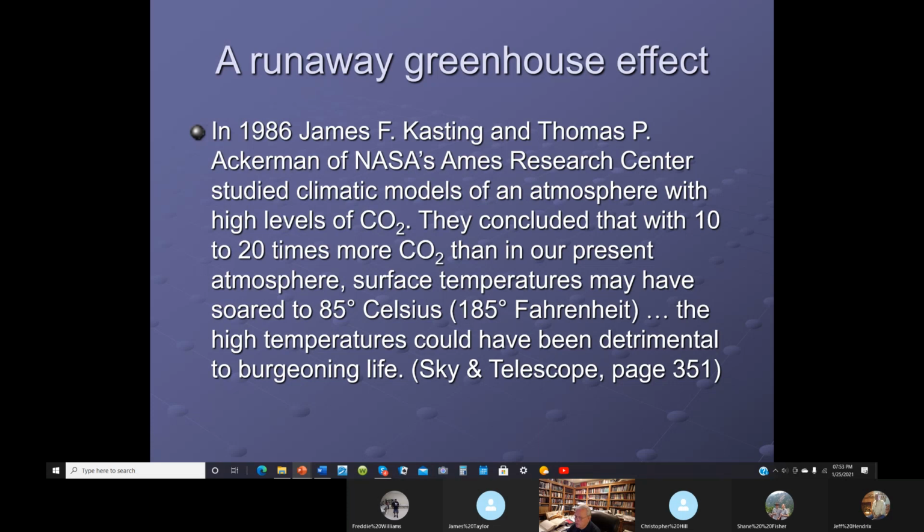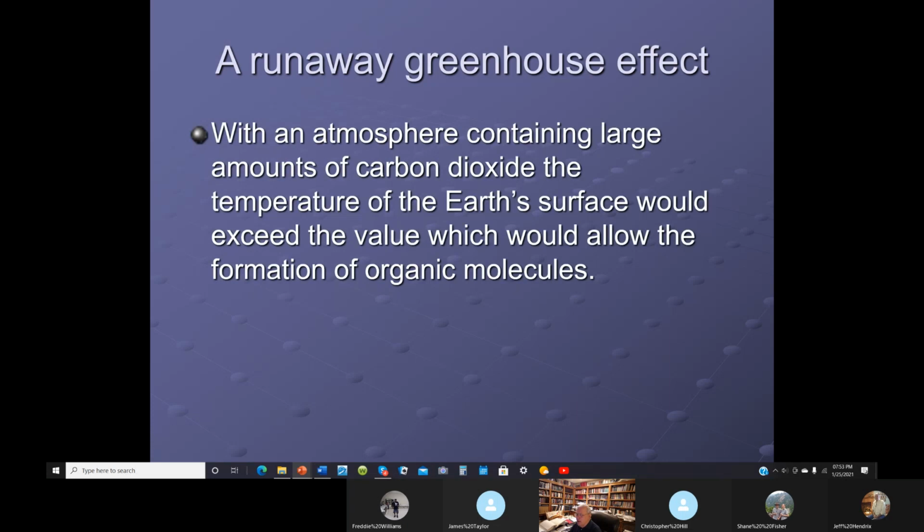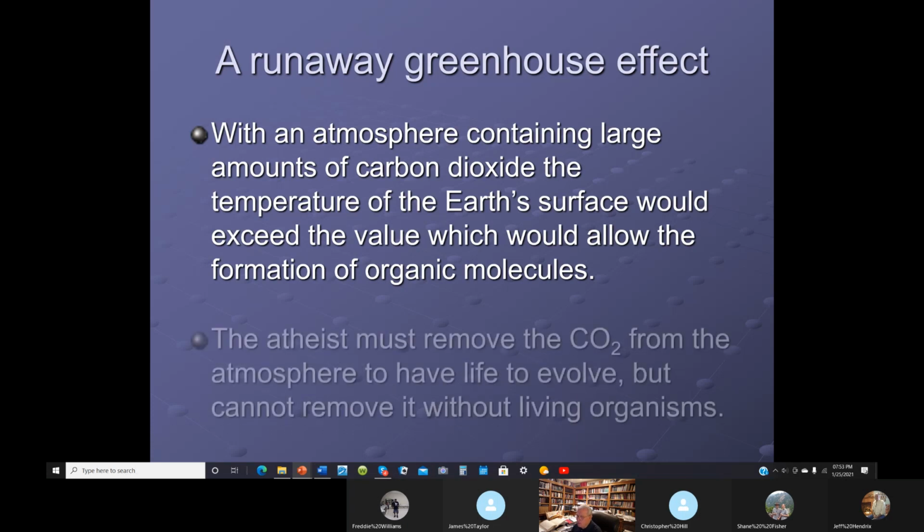They found some life forms that can survive that temperature, but not very many. The high temperature could have been detrimental to burgeoning life, and that's what they're saying here. These people are atheists. They think it evolved. So that's a problem for them, and they admit it. With an atmosphere containing a large amount of carbon dioxide, the surface temperature would have exceeded the value, by that I mean the temperature value, which would allow the formation of organic molecules. Too hot, the organic molecules will break apart. The molecular bonds will be destroyed.